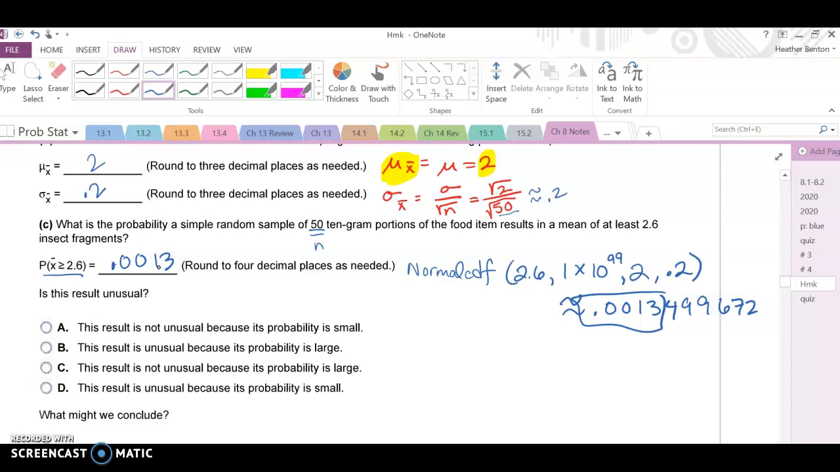So to 4 decimal places, 0.0013. Is this result unusual? Yes, it is unusual. How did you know, Miss Benton? Because 0.0013 is less than 0.05, 5%, right? This is 0.13%, which is less than 5%. So it is unusual because the probability is very small. So this would be D as in dog.